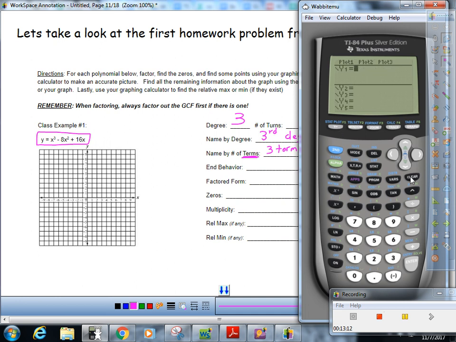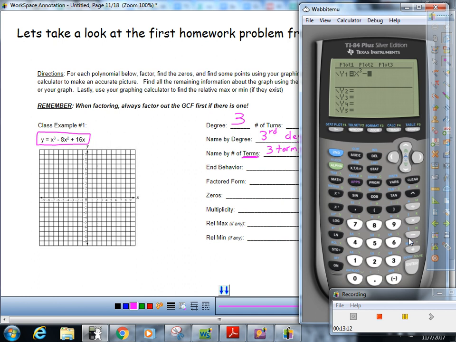So we get, let's see, x to the third minus 8x squared plus 16x. Okay? Graph it.